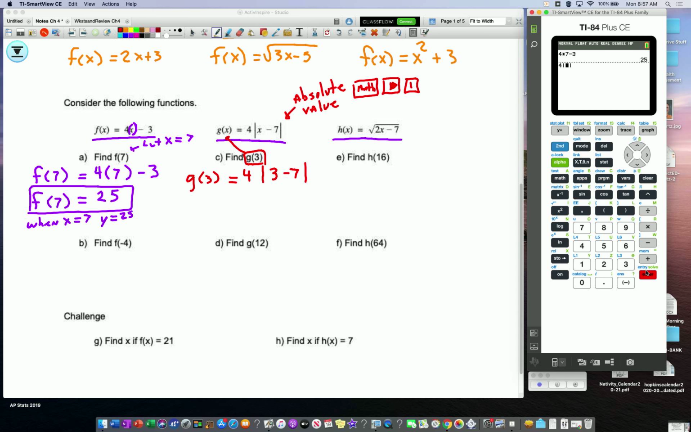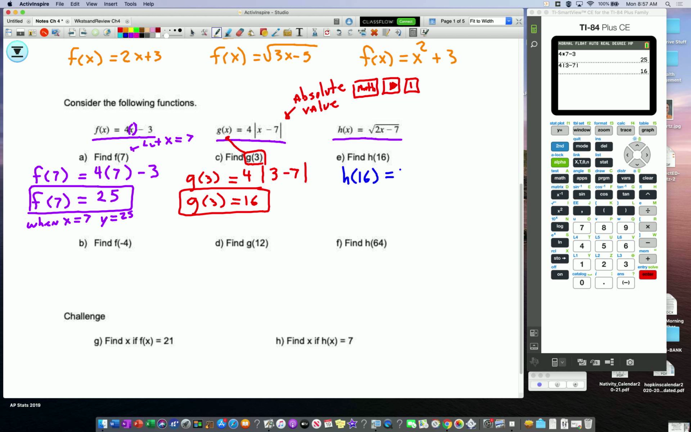So I type in 3 minus 7, move my arrow over, and it tells me that g of 3 equals 16. Now you don't have to tell me that when x equals 3, y equals 16, but that's the whole interpretation of it. All right, next one says find h of 16.